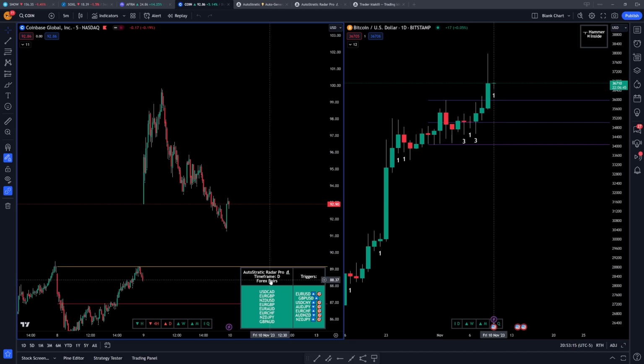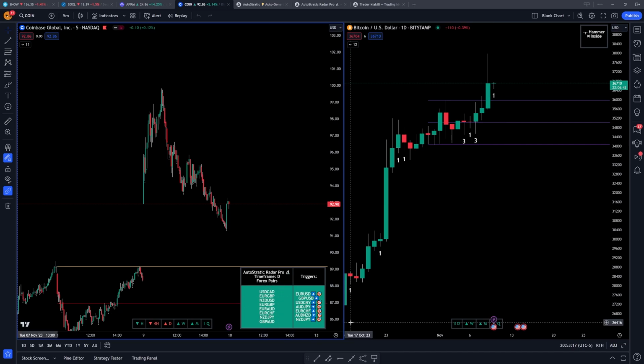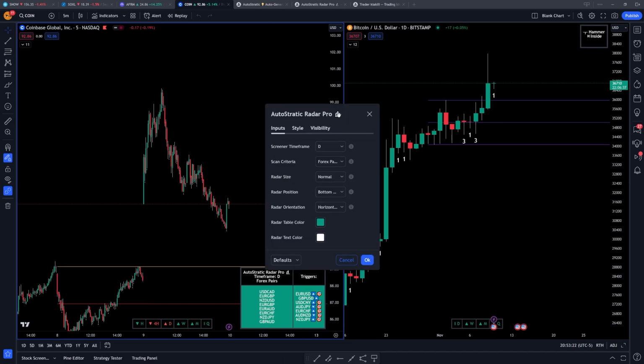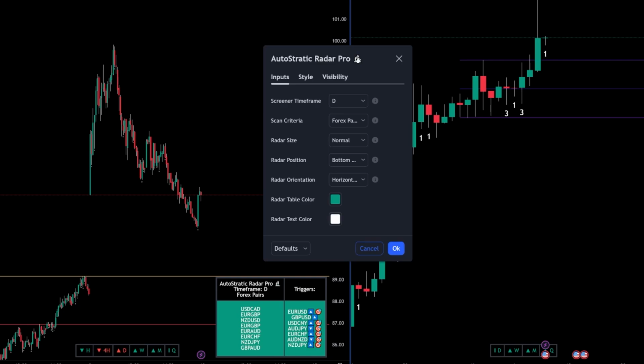So one of the final benefits of AutoStratic Pro is that you get over 200 tickers being scanned at once, 5 times the amount of the standard edition. On this, you're able to segment your scan criteria. You can do the default, which is the original AutoStratic standard scans. You can go through sectors, but we're going to focus on crypto and Forex pairs today.